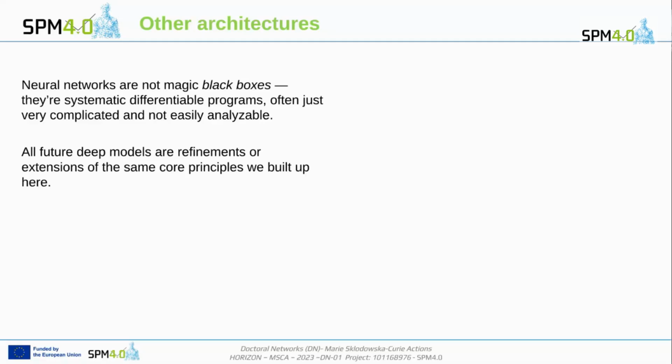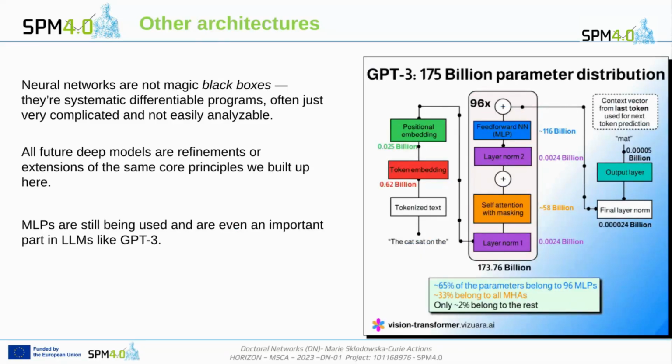Also, the current models, definitely all the current models, are just refinements or extensions of the concepts we went over here. So backpropagation is still the way the models learn today. Even GPT-3 still uses the multi-layer perceptron as the major part of the network. You can see that actually 65% of the parameters in GPT-3 are in the multi-layer perceptron.